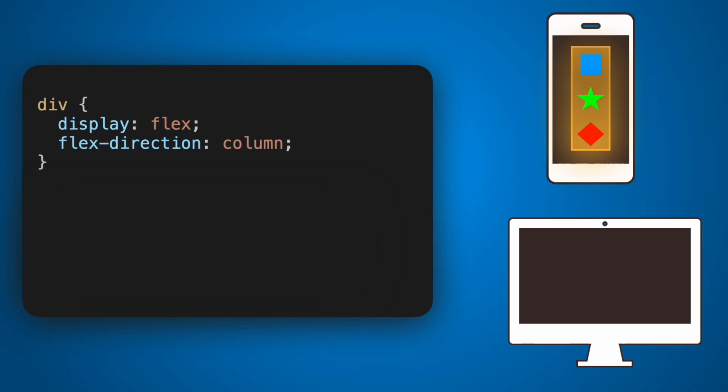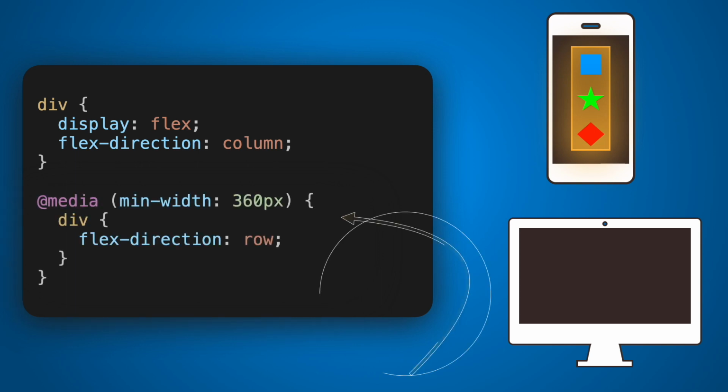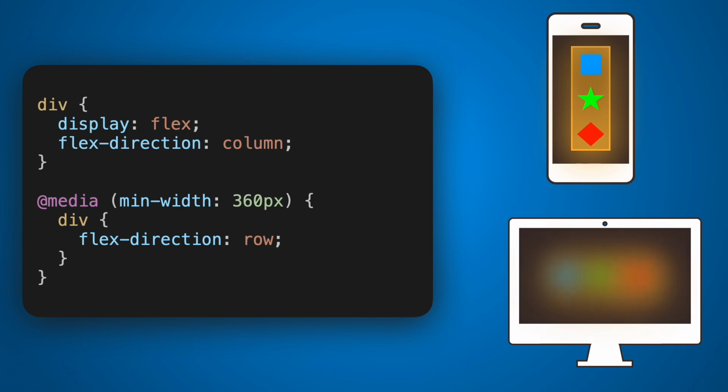Let's look at this example. Here we have a flex div that displays items in a column. If we want to display the items in a row on desktop, we can add a media query with a min width of 360 pixels, setting the flex div to display the items in a row. These styles will only be applied to browsers with a width of 360 pixels or higher. I chose this number as most mobile browsers are less wide than that. Now if a user views a component on a browser that is wider than 360 pixels, such as a laptop, they will see the items in a row, but mobile users will continue to see the items in a column.